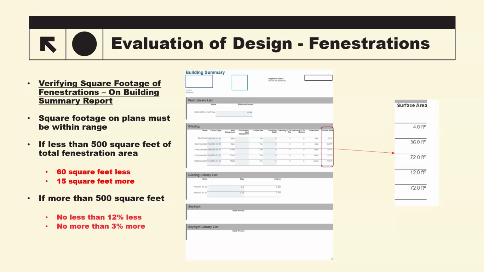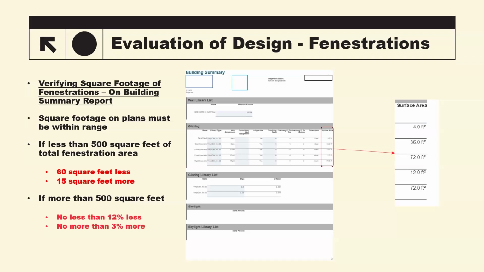This theme should continue through all of this, so just make sure that you're verifying it from your side. As we said, if it's outside of the range, we're looking at windows square feet here, and we're looking at square footage on the plans. If the whole house is less than 500 square feet, then you have a range tolerance of 60 square feet or less, or 15 square feet or more.